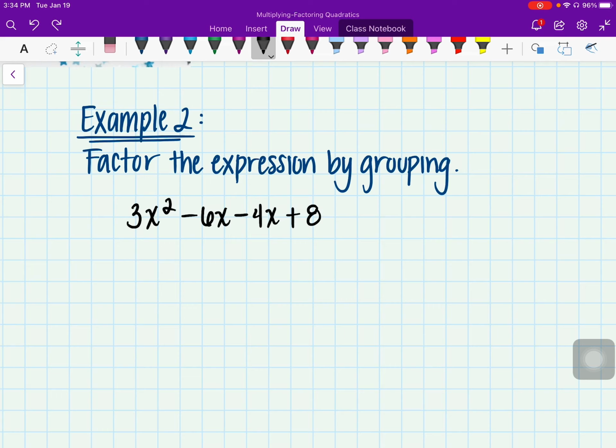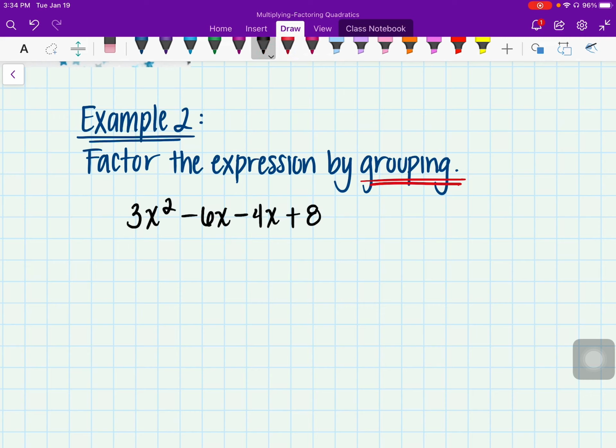All right, you guys, let's go ahead and get started on example two here. Example two works exactly the same way as example one. So once again, our goal in this case, guys, is we want to go ahead and group the terms, in this case, the first two and the last two terms. So let's go ahead and do that, guys.